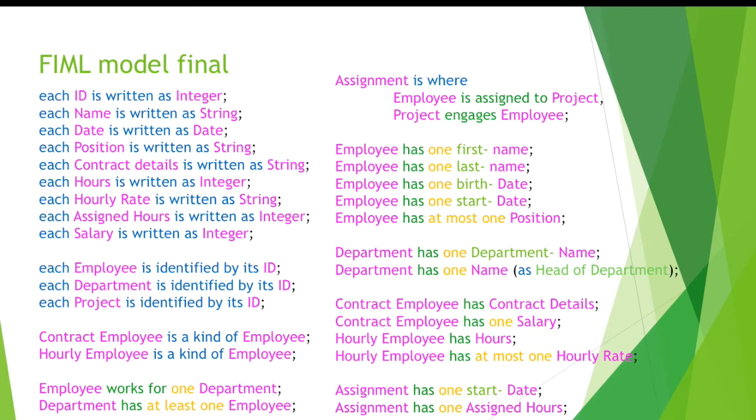Having covered the main concepts of FIML, this slide now shows the complete model of our example used in this tutorial. First, we identify the value types and then the entity types, where each employee, department, and project is identified by its ID. Then the two subtypes, contract employee and hourly employee. Then define the fact type, the relationship between employee and department in a two-way reading. Then on the right side, we continue with the named fact type assignment, which is where employee is assigned to project and project engages employee, and identify the roles that each employee, department, contract employee, hourly employee, and assignment plays within the fact types. Please take a few moments to familiarize yourself with the model.